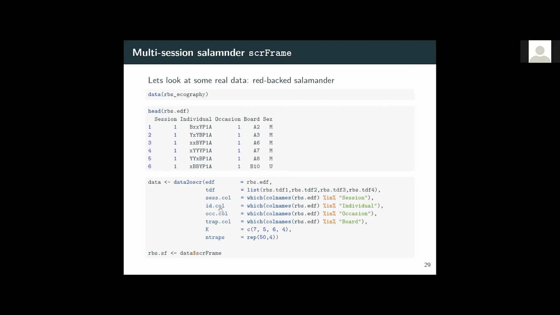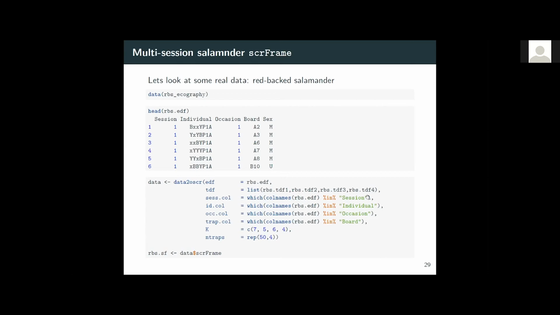And what I decided to do is just show you some different ways of doing this. So sometimes you might have to look and say, okay, session is my first column, individual is my second column, so I'm going to put that there. Occasion is my 3rd column, so I'm going to put 3 here. And board is my 4th column, so I'm going to put trap column 4.